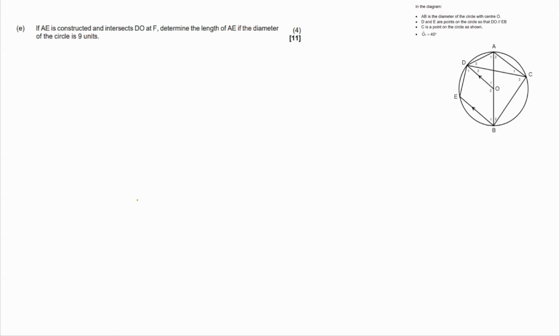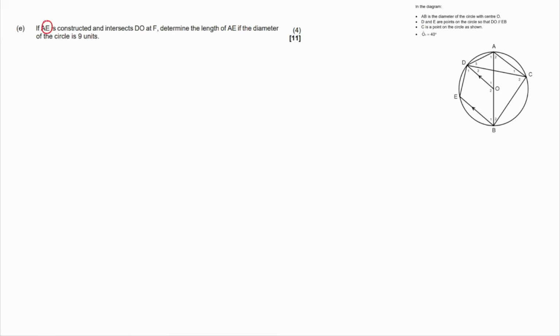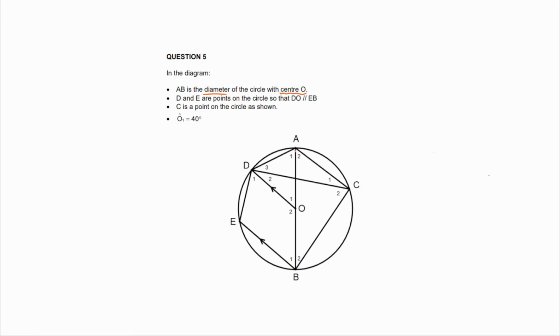Okay, now for the final question here, they say if AE is constructed and intersects DO at F, determine the length of AE if the diameter of the circle is 9 units. Okay, so a lot going on over there. So let's erase all of this and let's look at this. So they say we need to construct AE and we're intersecting DO at F. Okay, so let's have a look. So if we construct AE, it's going to be something like this, more or less. And we're intersecting DO at F. So this thing would be called F.